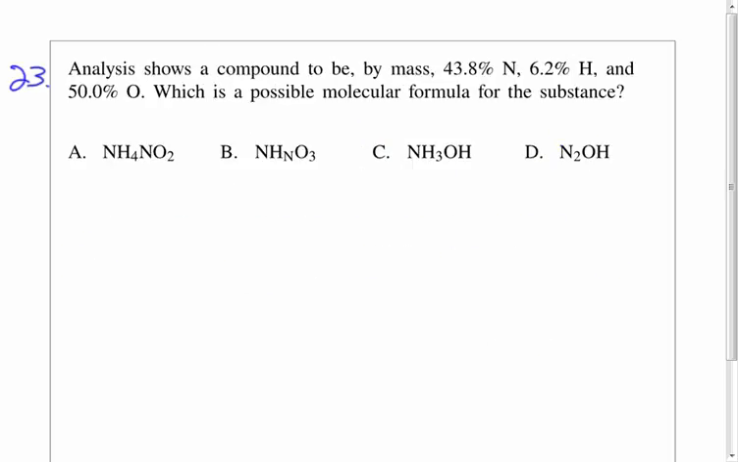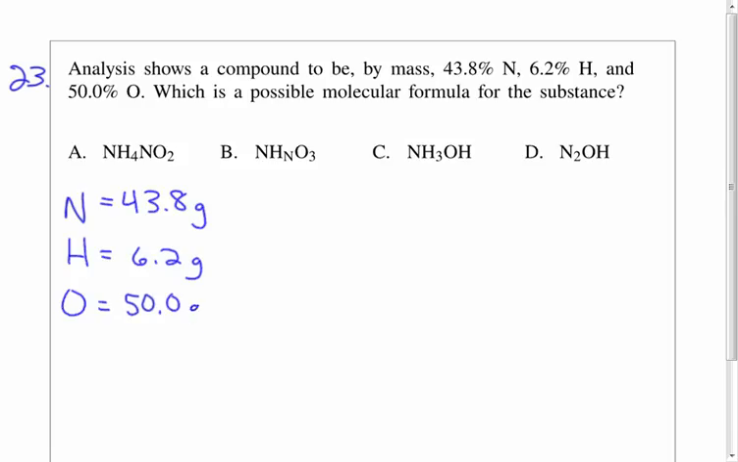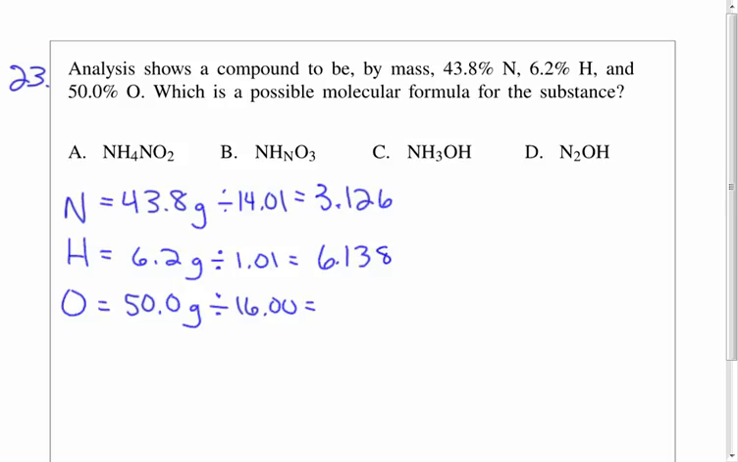Number 23. Now we have 3 different elements. We have N, H, and O. Nitrogen is 43.8 grams, hydrogen 6.2, and oxygen is exactly 50.0. We'll divide nitrogen by 14.01, divide hydrogen by 1.01, and divide oxygen by 16. And when you divide those, for nitrogen we end up with 3.126. For hydrogen we get 6.138. And for oxygen, we get 3.125.